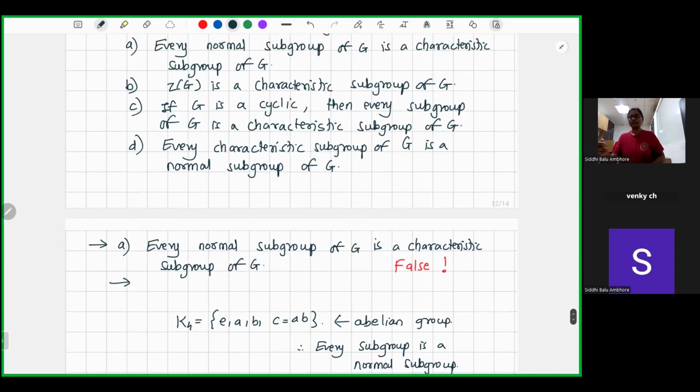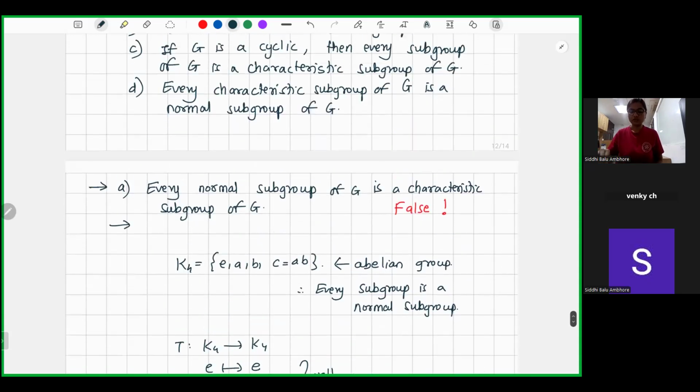Therefore the statement is false because we had a normal subgroup of G. Under automorphism, its image did not land in my original group. Okay, so therefore A is false.